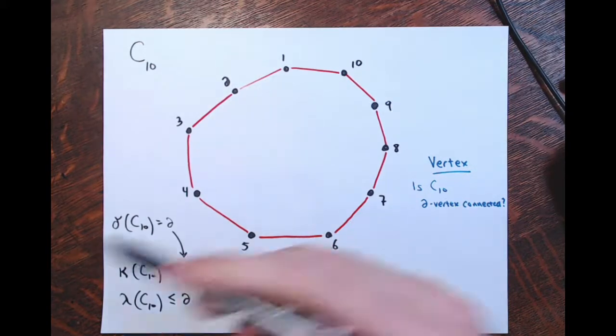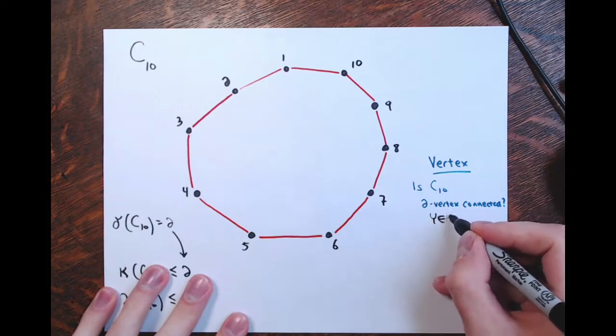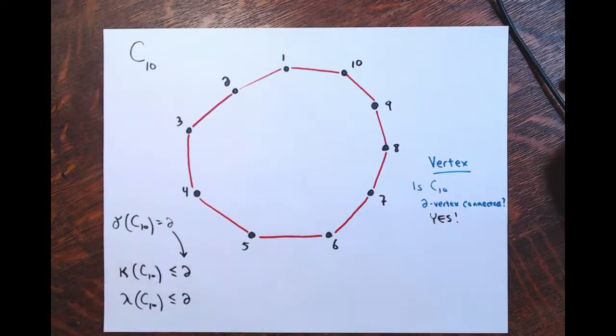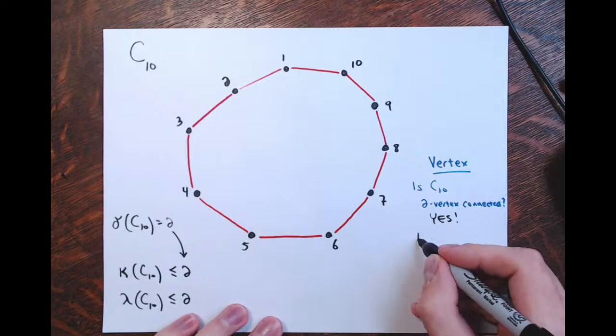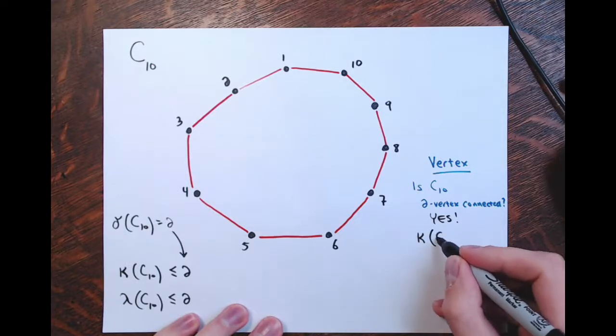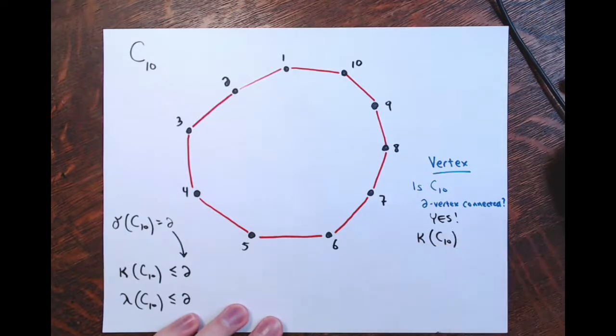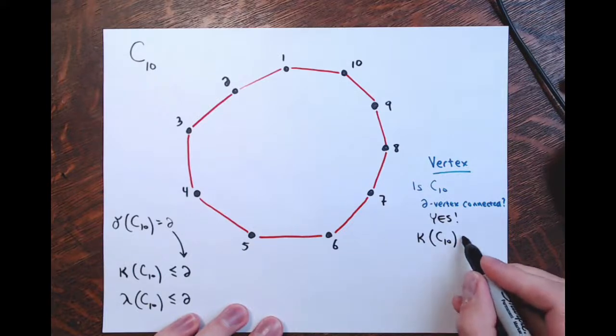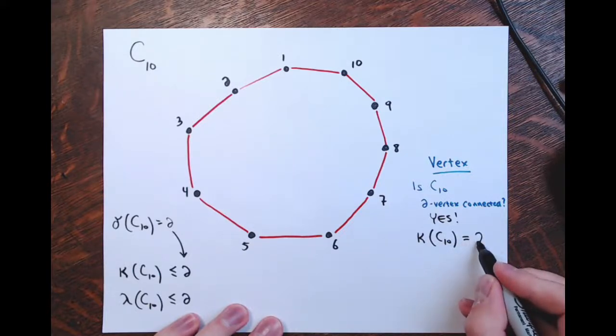So yes, right? The graph is 2 vertex connected because I can remove any 1 vertex and the graph is still connected. So this kappa of C10, the vertex connectivity of C10, is 2.